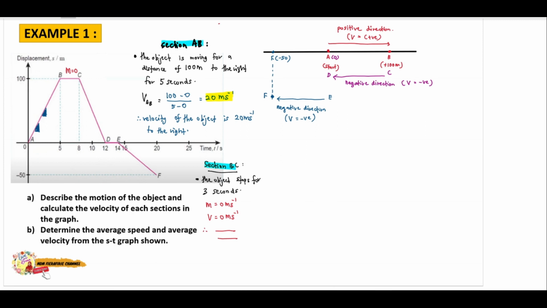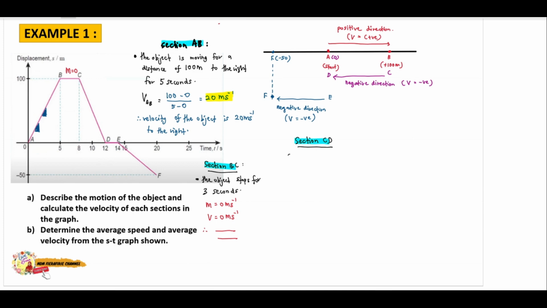Okay, so now let's move to section CD. Okay, saya letak kat sini lah. Okay, section CD. Okay, saya highlight sikit so awak nampak. Okay, section CD, so start from 100 to 0 meter. So what happened to the object? The object is moving in opposite direction and back to its initial point, dekat point A tadilah. Okay, dalam masa berapa saat tu? Dalam masa 4 saat. 8 to 12 seconds.